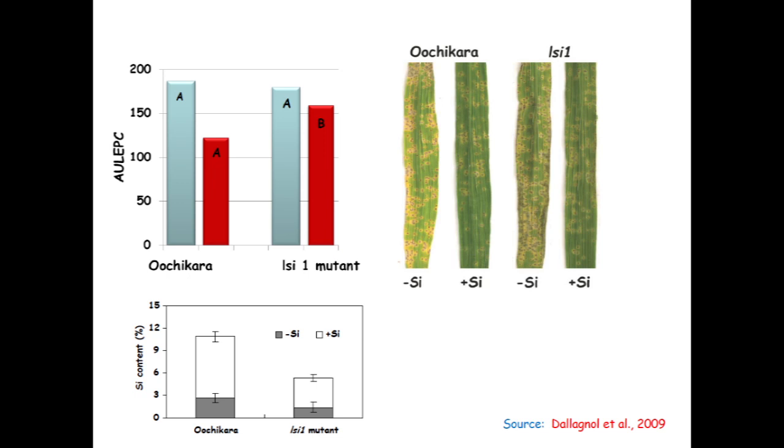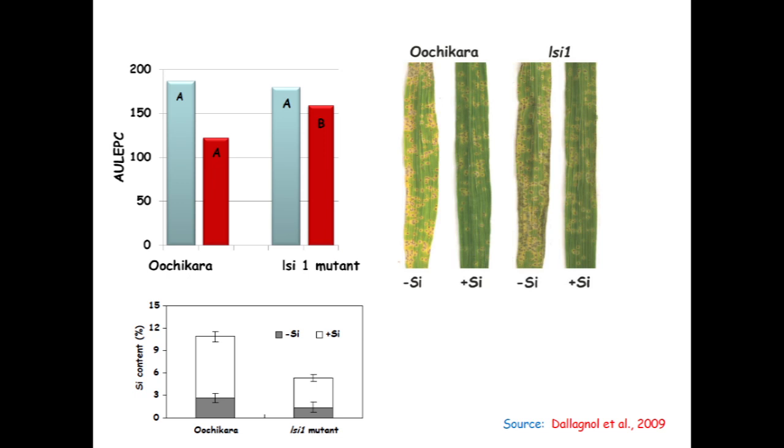You can see the control and then amended on the wild type, and then the control and the amended on the mutant. For example, even though you got a significant difference in the amount of disease that was occurring, it was only about a 12% decrease.